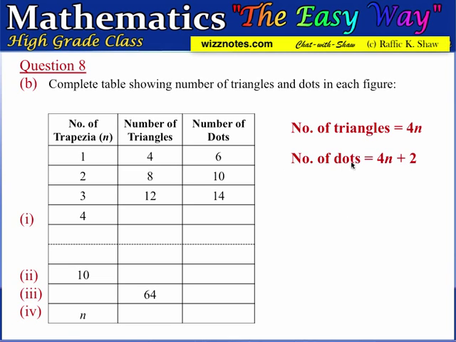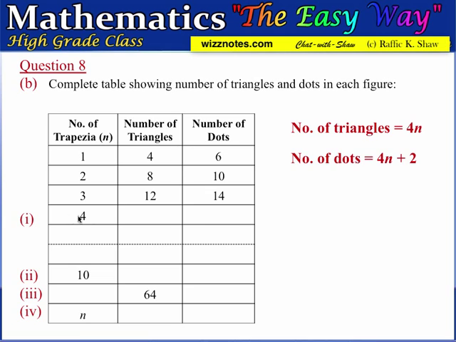And if we observe, we see that these formulae are satisfied in this table, such that when n is 1, our number of triangles is 4 times 1, which is 4, and our number of dots becomes 4 plus 2. When n is 2, our number of triangles is 4 times 2, which is 8, and our number of dots is 8 plus 2, which is 10. When n is 3, our number of triangles is 4 times 3, which is 12, and our number of dots is 12 plus 2, which is 14. And so we can use these formulae to complete the table.